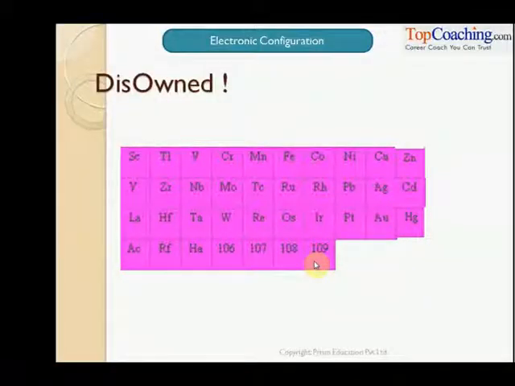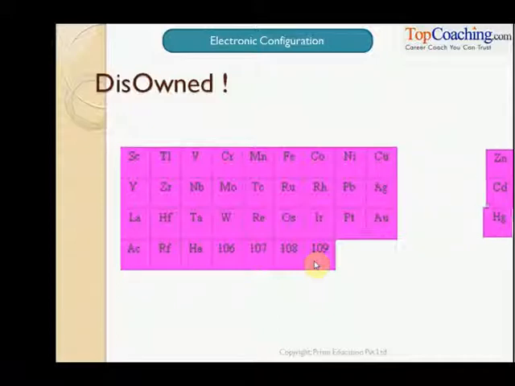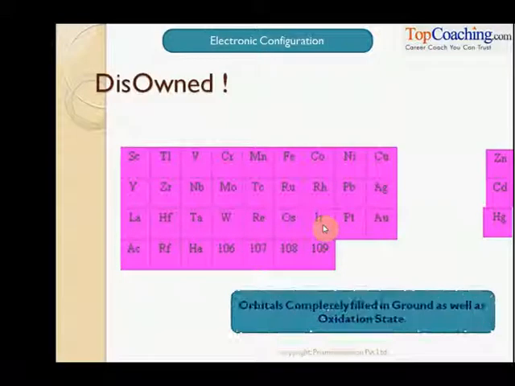Let us now have a look at the electronic configurations of transition elements. But before that, let us see which three elements have been disowned by the transition elements from their family. Zinc, cadmium and mercury are not called transition elements, though they belong to the lower groups of the periodic table. And why is it so?